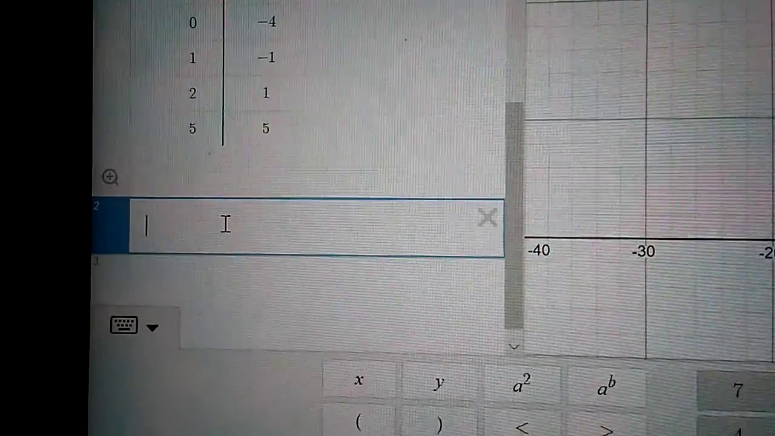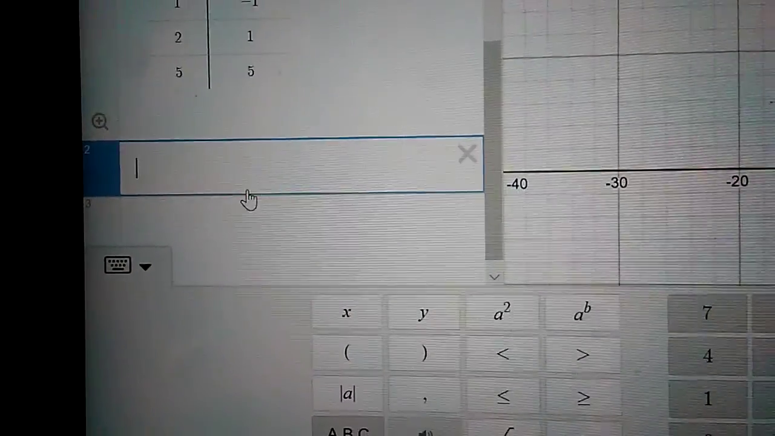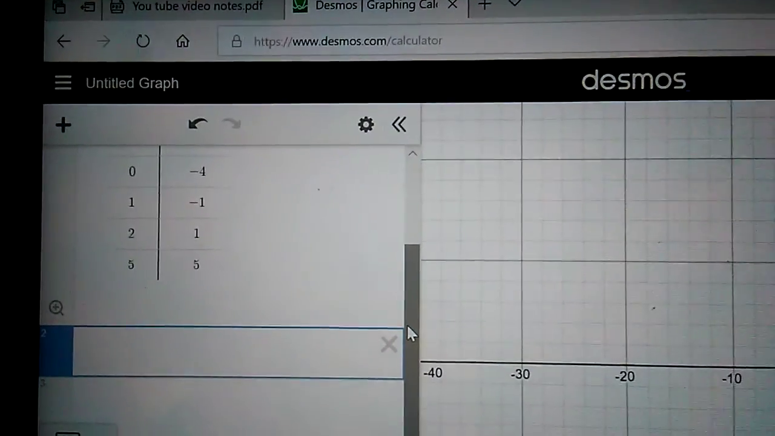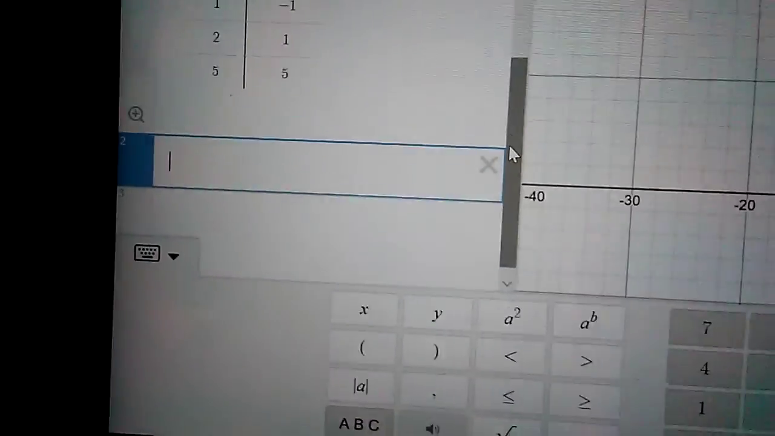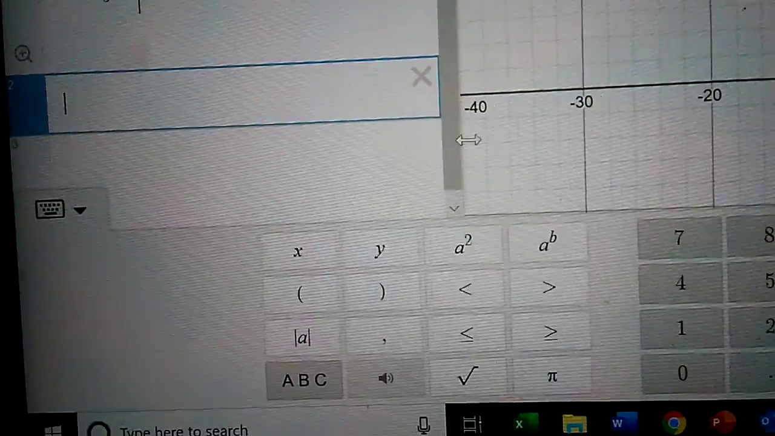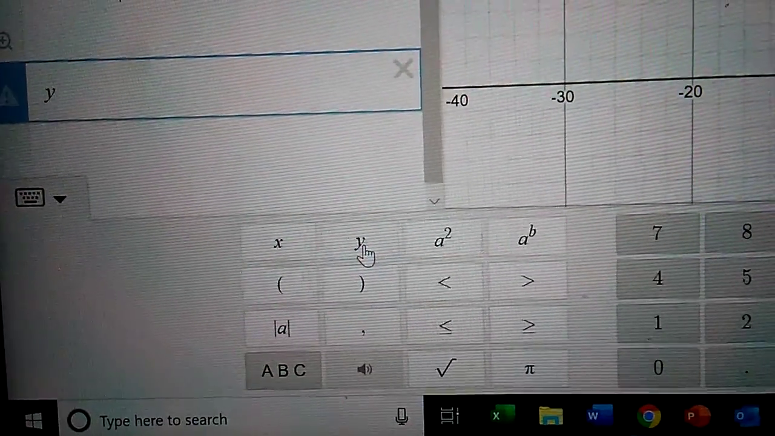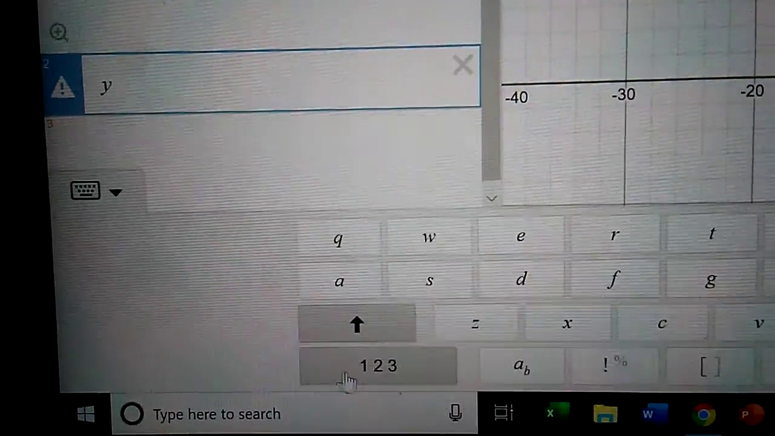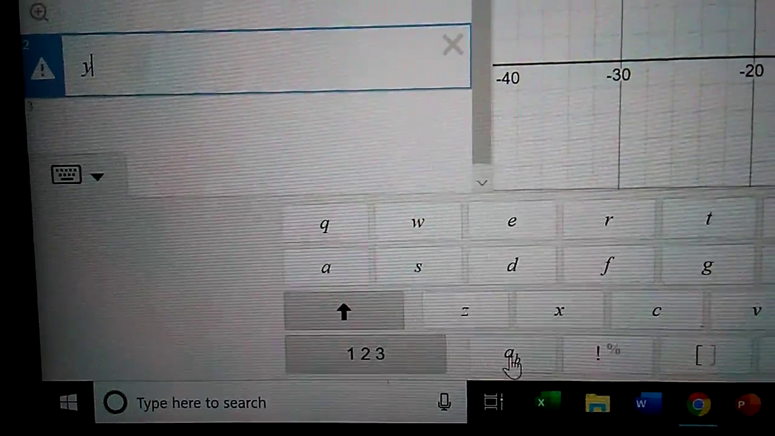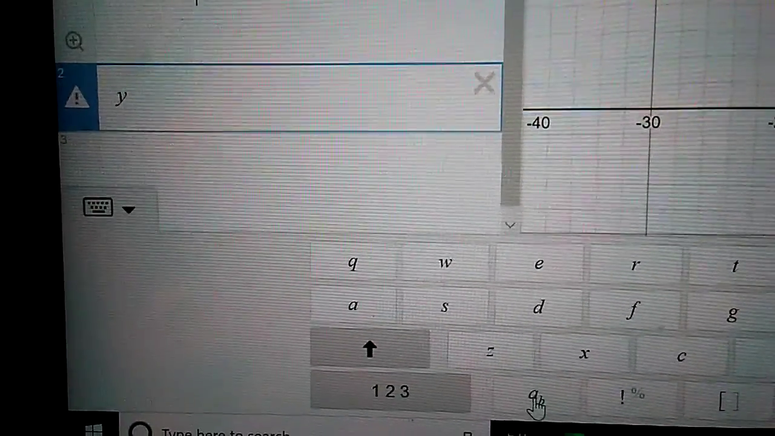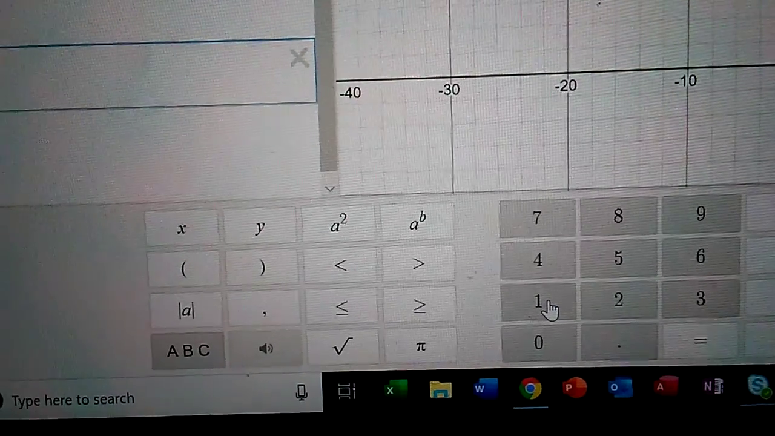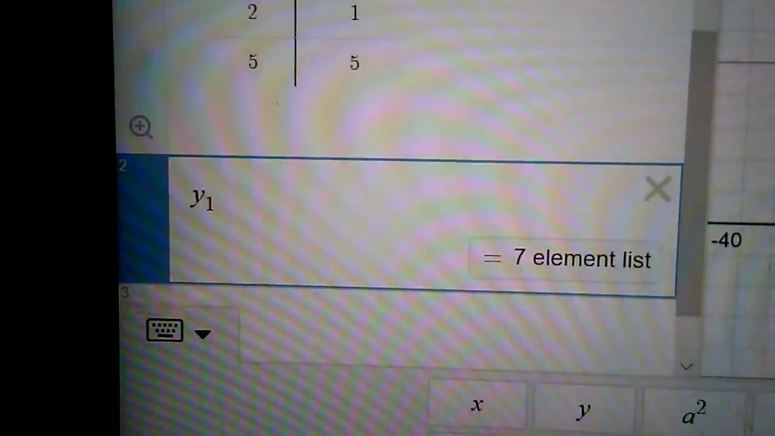So watch very carefully as we do this, because we have to write it as y sub 1. If you'll notice up here in our table, we had x sub 1 and y sub 1, and that's what we want to write as our equation. So we're going to push y, and I need to make it sub 1. Watch what I do. Over here is a sub b. You want to push that, go back to numeric, and push 1. Now it's y sub 1.